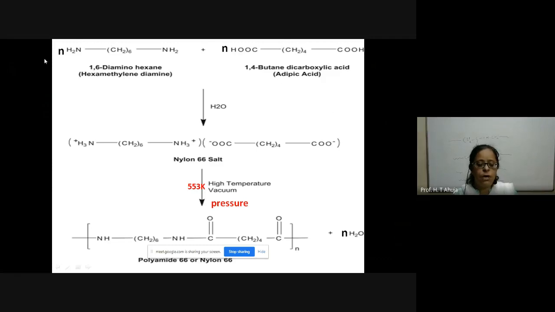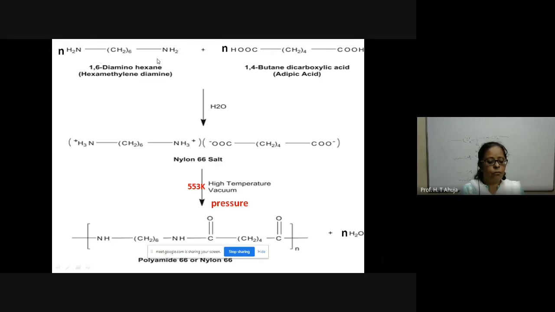Now, when these two are mixed together, you get a nylon salt, that is nylon 6,6 salt. If you see the structure on the screen, both groups are present: one is a basic group and one is an acidic group. Both are present together, so it is called a salt. It is a salt made for nylon 6,6, and we have a bifunctional monomer, as there are two functional groups present.